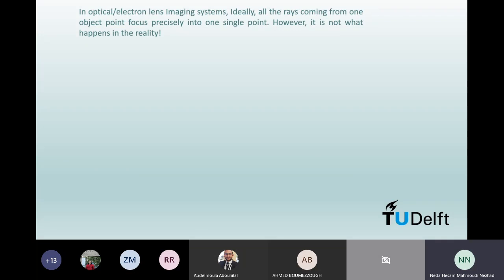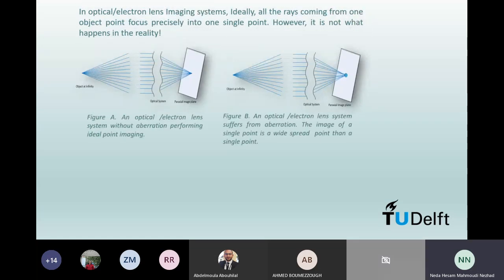One of the main applications of the lenses is to get an image out of the lens system, which we call imaging. In the ideal situation, we expect to get one point as the image from one single point. However, this is not what happens in reality. In reality, the image of one single point is a spread point instead of a single point, like what you can see here.